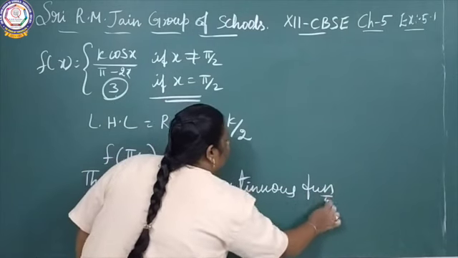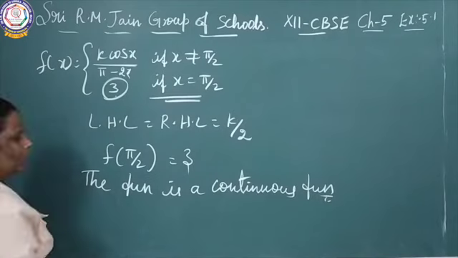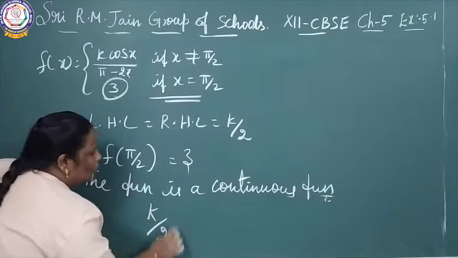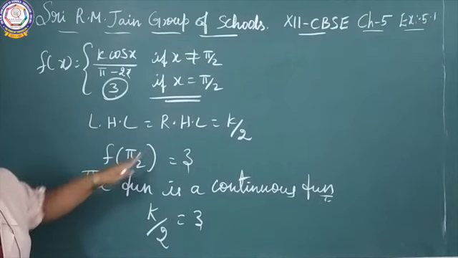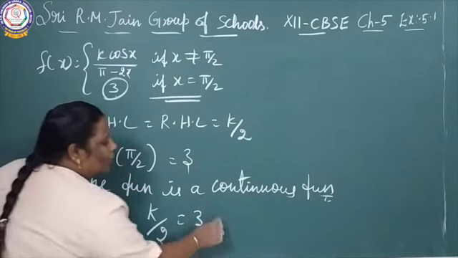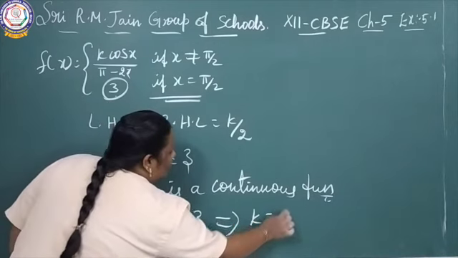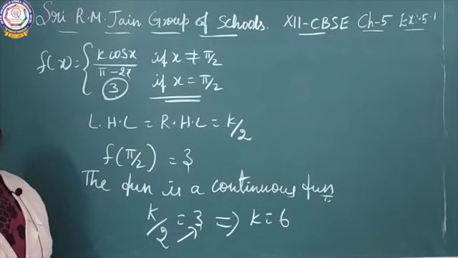So we will equate the values and get the value of k. Therefore k by 2 equals 3. Left hand limit equals right hand limit equals f of a. So k by 2 equals 3. What is the value of k? k equals 3 twos are 6. The k value is equal to 6.